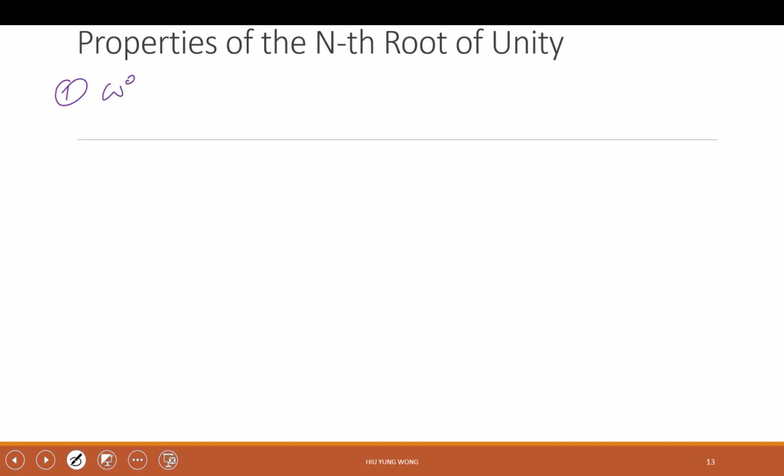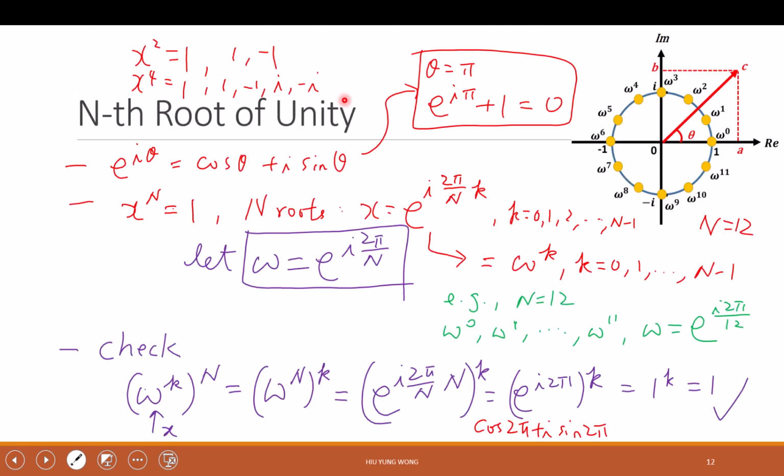What happens if I add omega to the power 0 plus omega to the power 1 plus all the way to omega to the power n minus 1? Just look at this figure. What do you think if I add them all together? Remember, this is on a complex plane. Someone says 0. Why? Because a complex number on the 2D plane is just like a vector, right?